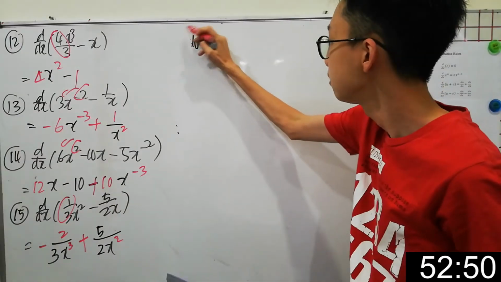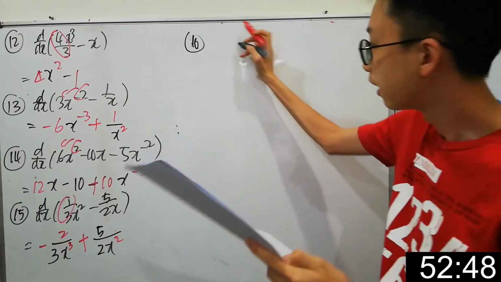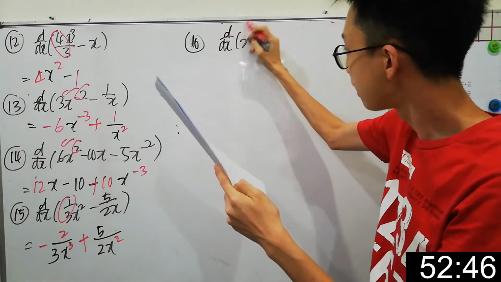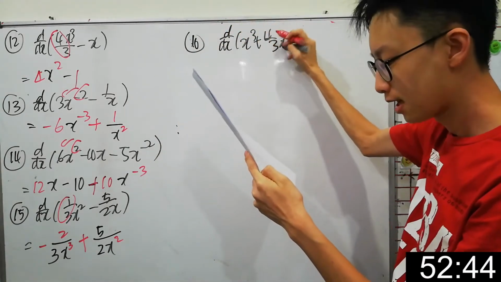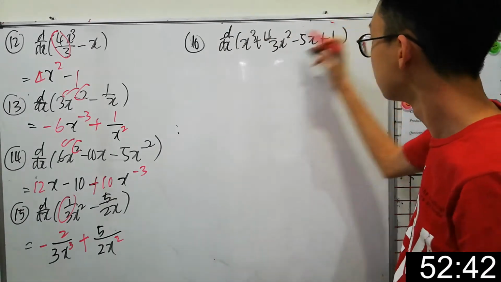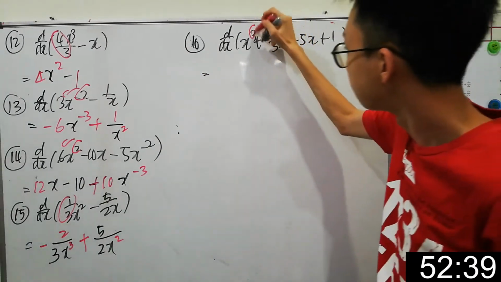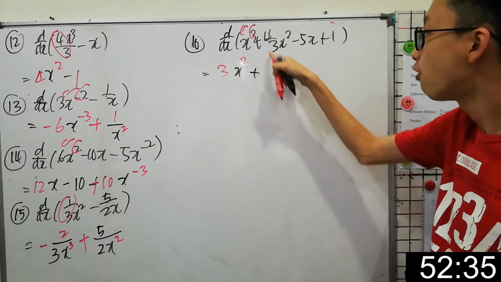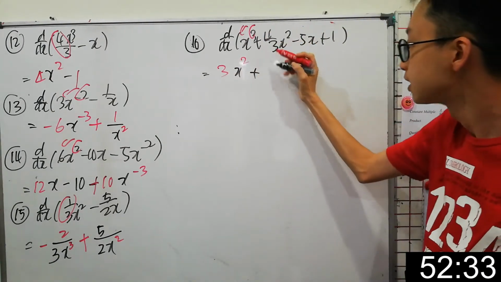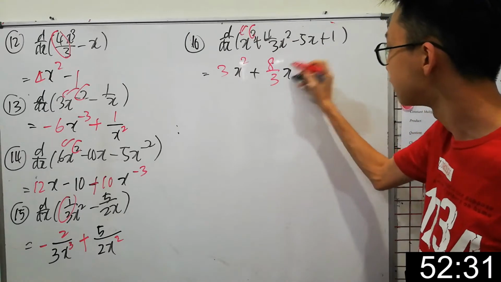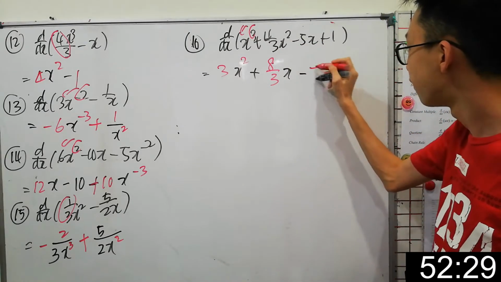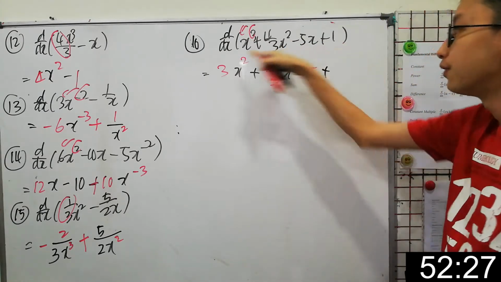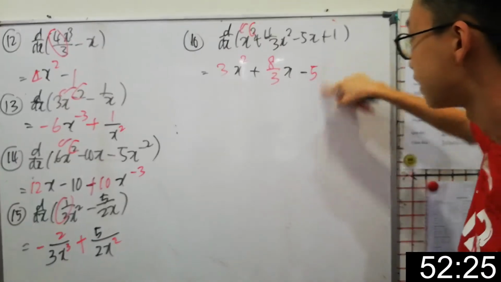Number 16. We have d/dx of x cubed plus 4 over 3 x squared minus 5x plus 1. So we'll bring down the power, 3x squared plus 4 over 3 times 2 is 4 times 2 is 8 over 3x, then power minus 1, minus 5, then plus a, you differentiate a constant, you get 0. Okay, so that's the answer.